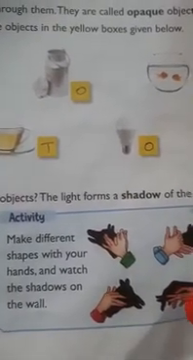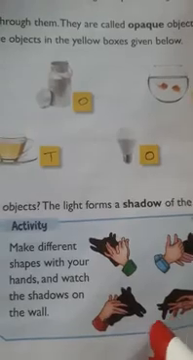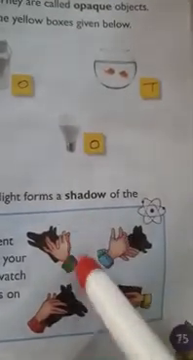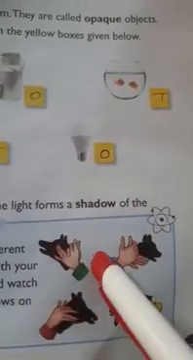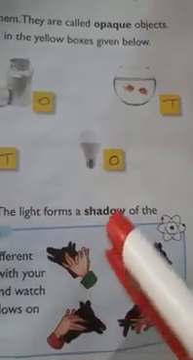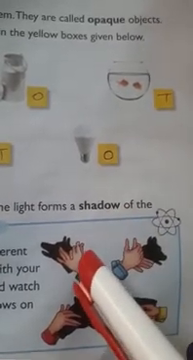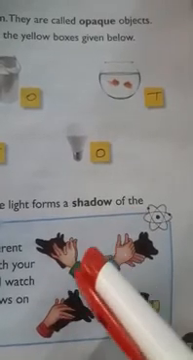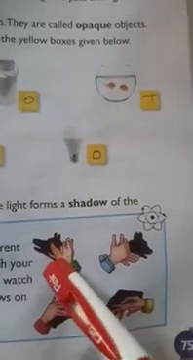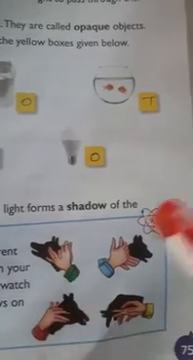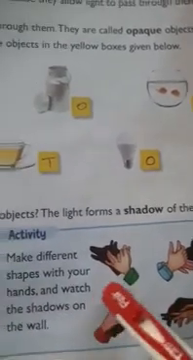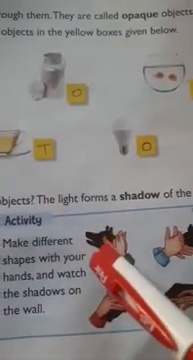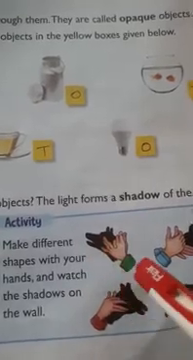Make different shapes with your hands and watch the shadows on the wall. So how are we getting these shadows on the wall? Shadow of our hands. When light is falling on our hands, as our hands are opaque objects, it is forming a shadow on the wall. This is the shadow which we are getting on the wall because we are getting light here.